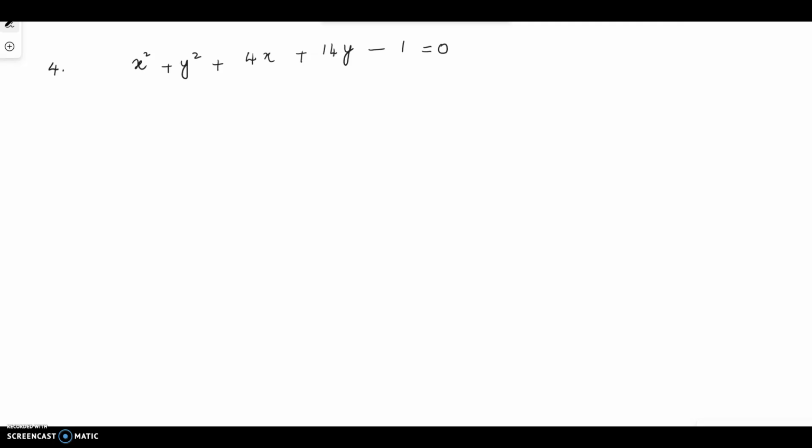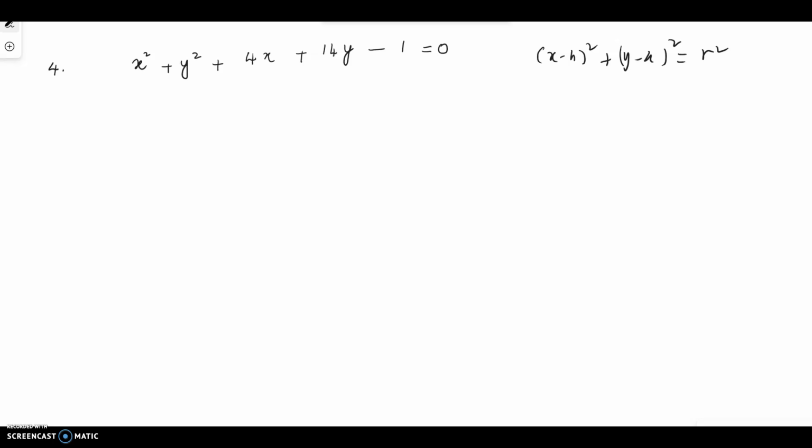If it's given in this general form, the expanded form, we have x squared plus y squared plus 4x plus 14y minus 1 equals 0. Now, unless we put this in the standard form, where we have (x minus h) squared plus (y minus k) squared equals r squared, we cannot find the center and the radius. So let's first put it in the standard form, and in order to do that, we need to complete squares.